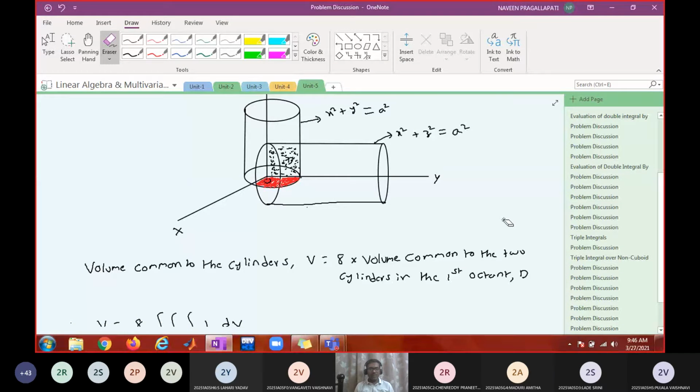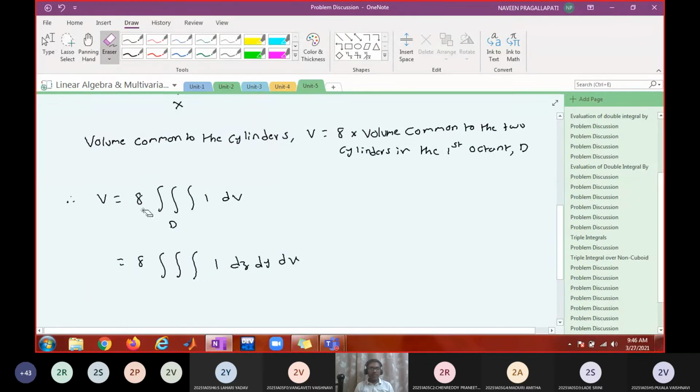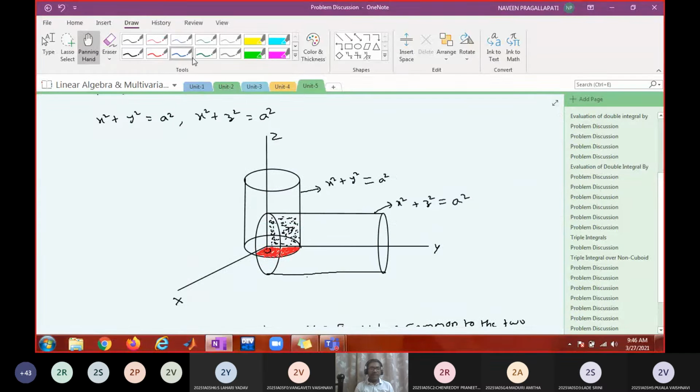Yes, sir. Now for z limits, what do I have to do? For z limits, I have to draw a line parallel to the z axis, starting from the projection. Where is it entering and leaving the region, please tell me. It is entering through the xy plane. It is starting from the xy plane.